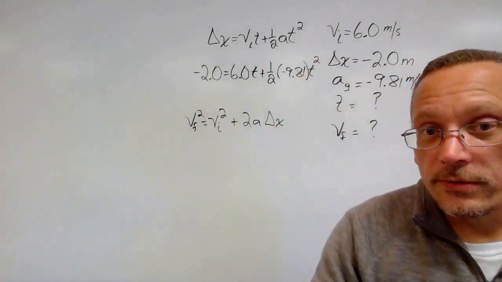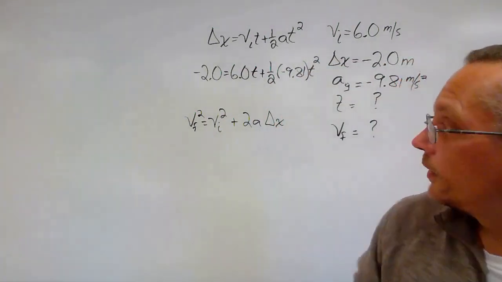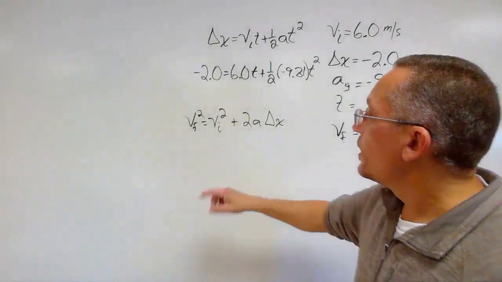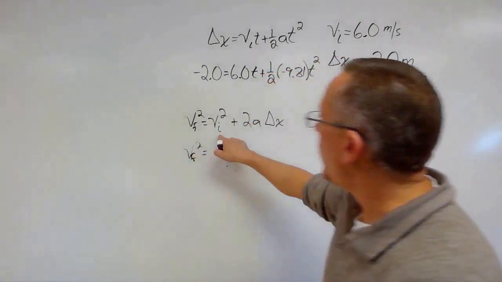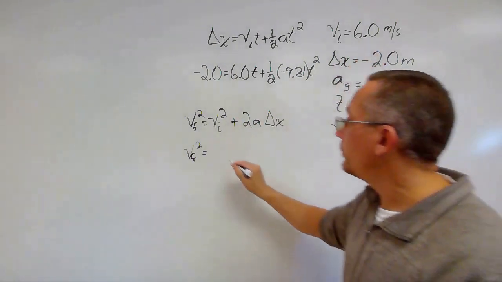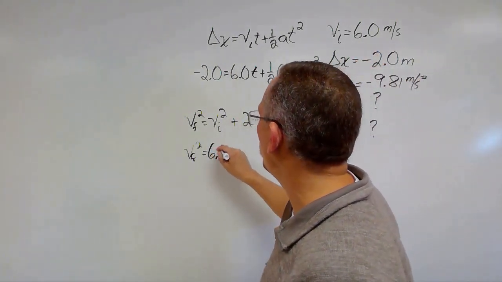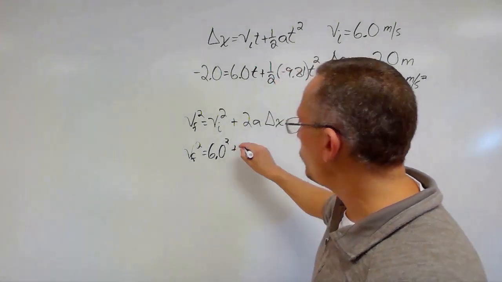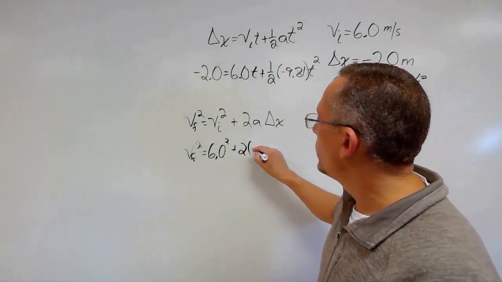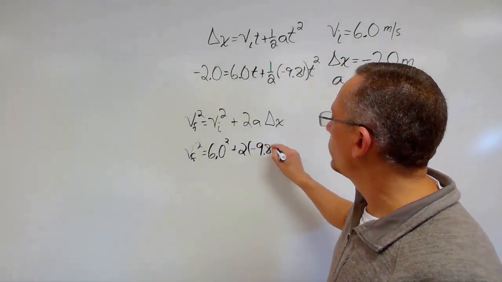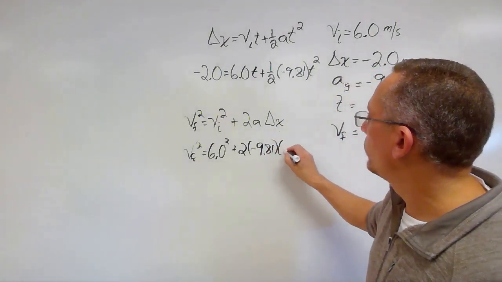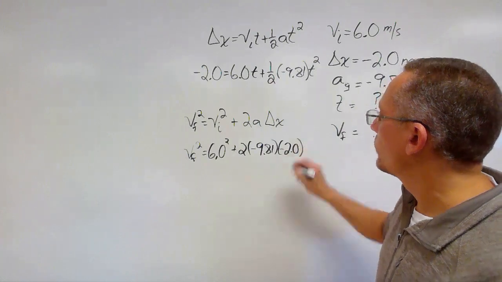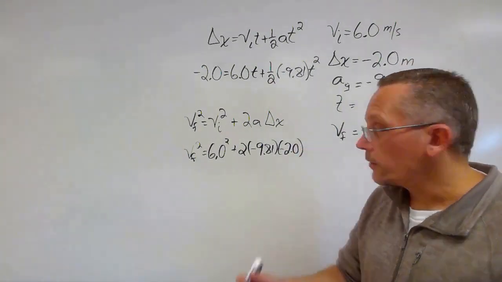Okay, let's use this equation and we will find VF. So VF squared equals VI, 6.0, 2A is negative 9.81, and delta X is negative 2.0. Let's work this out and see what we get.